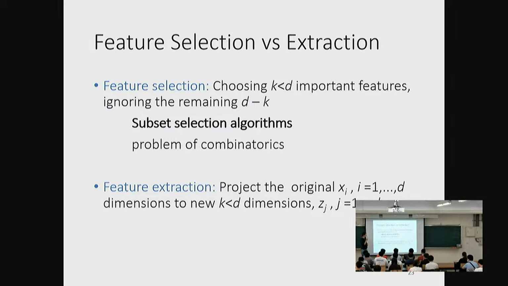So feature selection: choose k less than d, ignoring the rest of the d minus k features. So you can throw away some of the features. How do you select? That's the feature selection approach. There are tons of subset selection algorithms. Basically, if you have a set of features, how many subsets can you generate from the set of d features?